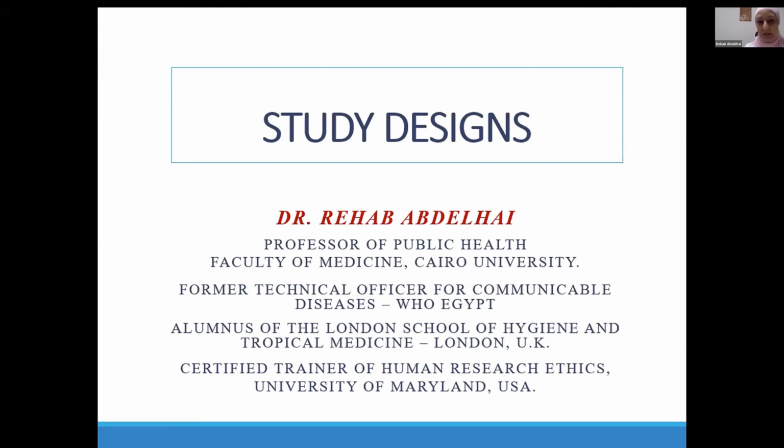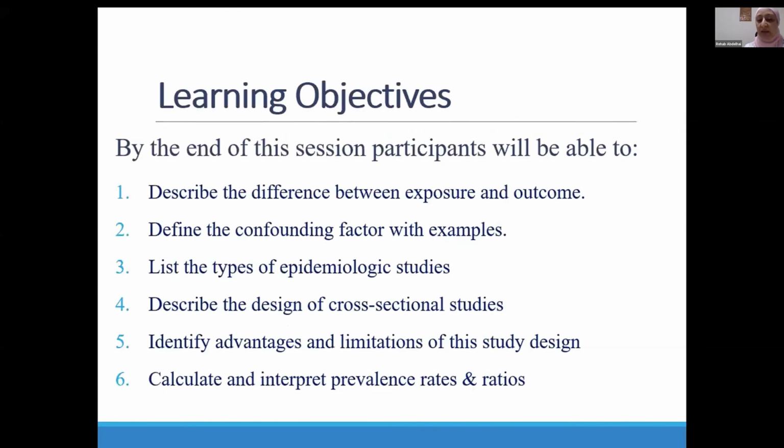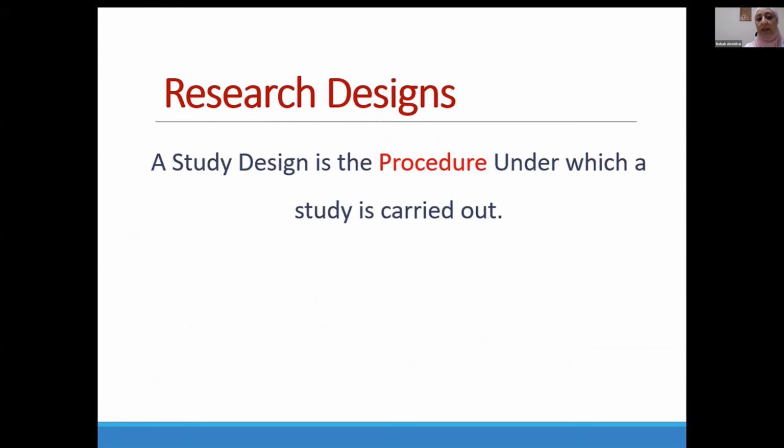Objectives for this presentation. I want everyone to be clear about the difference between exposures and outcomes, and to identify what are confounding factors. Then we need to identify what are our types of epidemiological studies, and specifically for this presentation, we will talk about cross-sectional studies, the advantages and limitations of a cross-sectional study, and how to calculate and interpret prevalence rates and ratios.